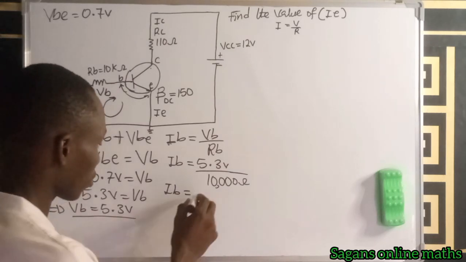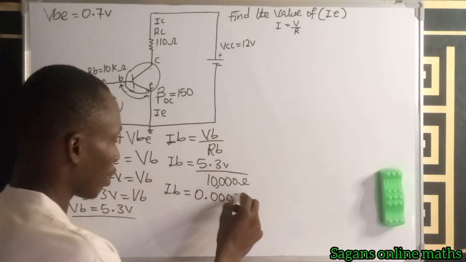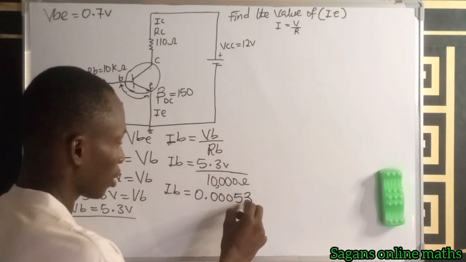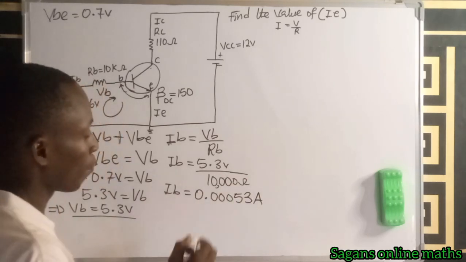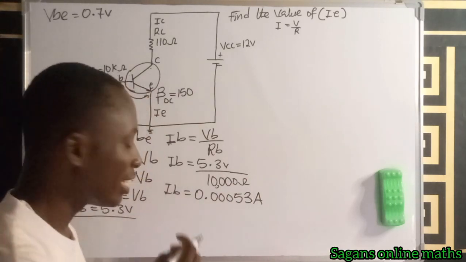So we got 0.00053 amps. But wow, this is so long. But you know, you can put it in a short way. You can put it in milliamp.